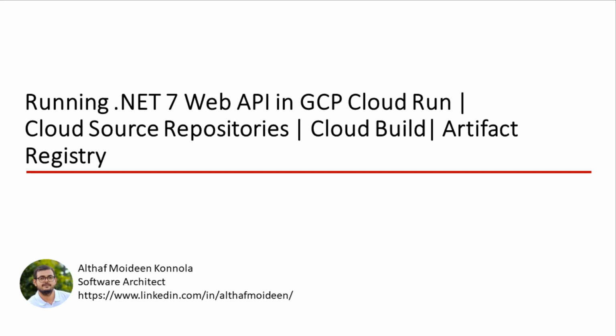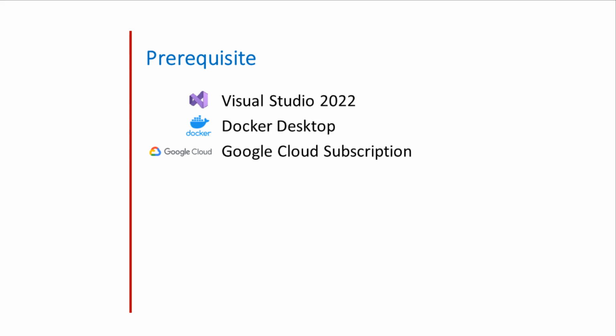Welcome to this video. In this video, we will look at how to run a .NET 7 Web API in Google Cloud Platform's Cloud Run. Before we start, we need to install Visual Studio and Docker Desktop on our local machine. Also, we need a Google Cloud subscription.